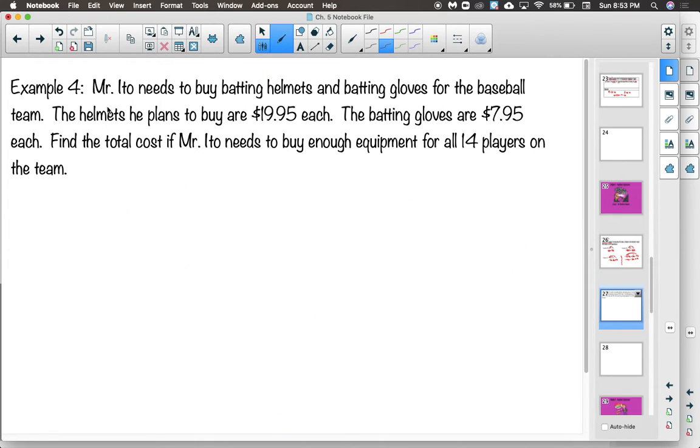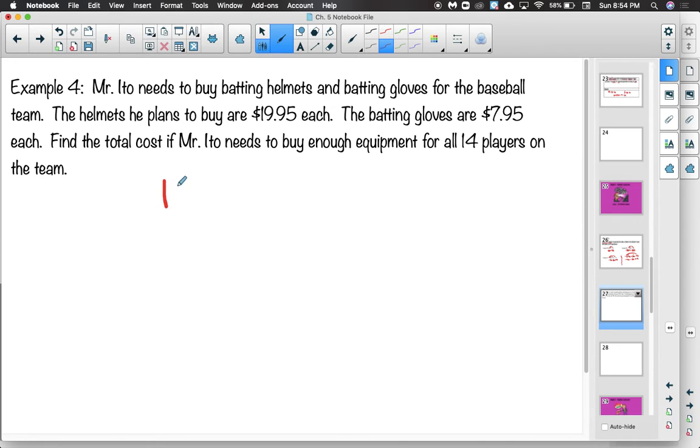This is a word problem that we can use to demonstrate where we might use the distributive property in real life. It says, Mr. Ito needs to buy batting helmets and batting gloves for the baseball team. The helmets he plans to buy are $19.95 each. The batting gloves are $7.95 each. Find the total cost if Mr. Ito needs to buy enough equipment for all 14 players on the team.